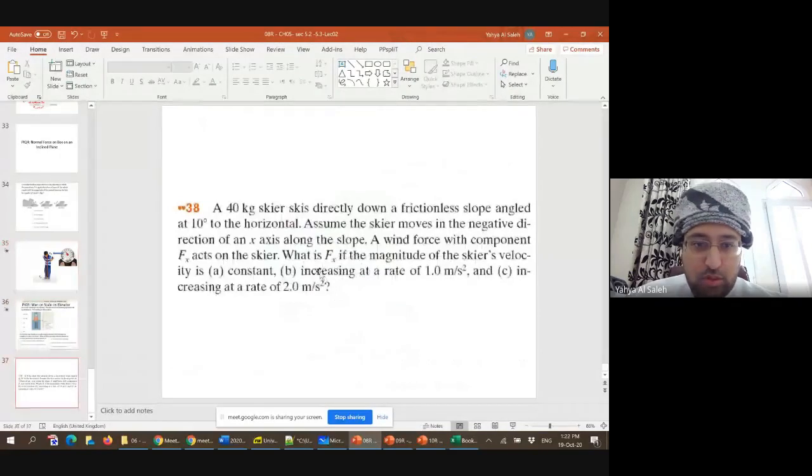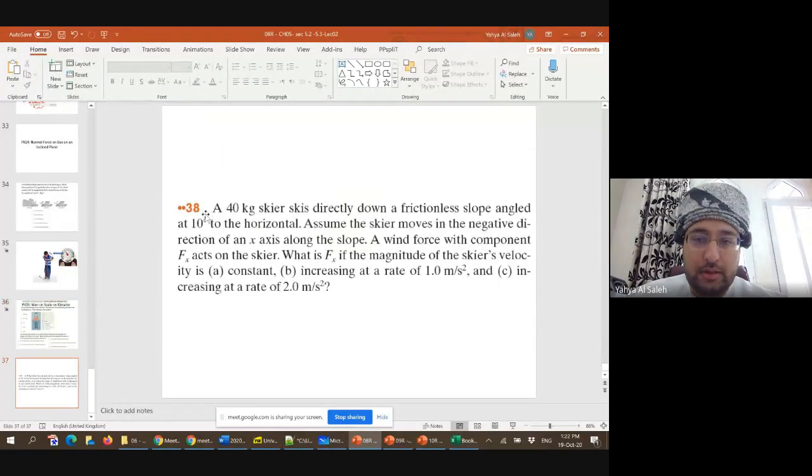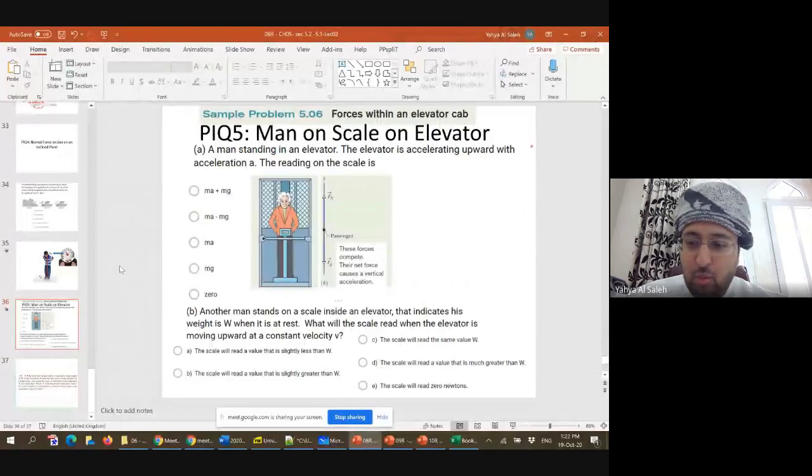Okay, this is a really good example, which I want to do with you, a man on a scale in an elevator. But it will take a bit of time and I don't want to rush it. So I will do this at the beginning of the next lecture.